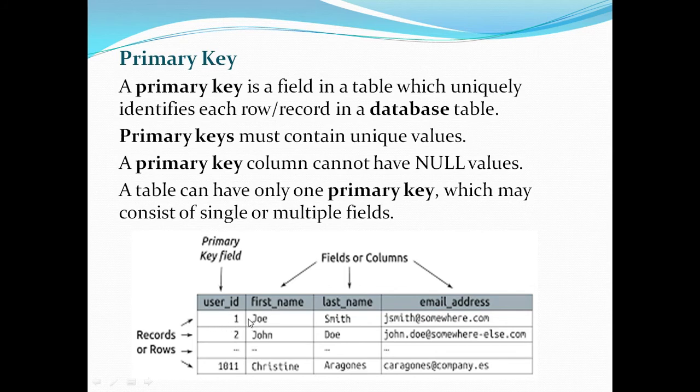That means in each record, its value will be unique. There will be no duplicacy, no repetition. So user ID here is 1, 2, 3, and so on, and we can't leave the primary key field empty. So we can't have null values in the primary key. Fine. And in a single table, we can make only one primary key.